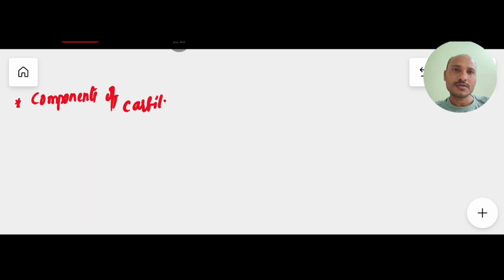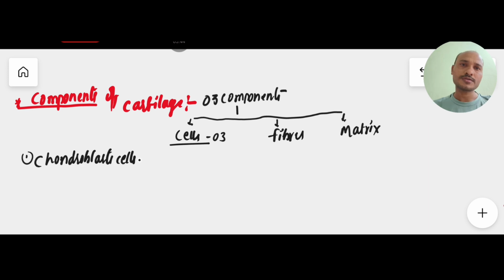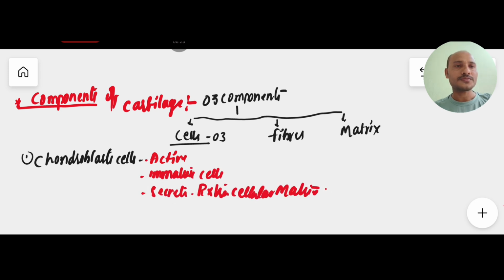Components of cartilage. There are three components in cartilage: first, cells; second, fibers; third, the matrix. Generally, in cartilage there are three types of cells. The first one is chondroblasts. Generally, these are active immature cells, and these cells secrete the extracellular matrix of cartilage.